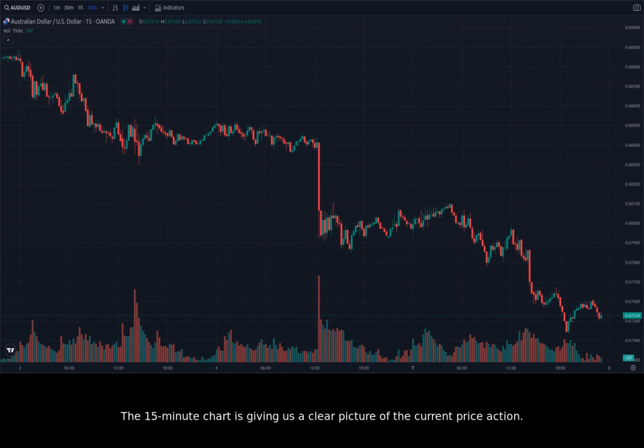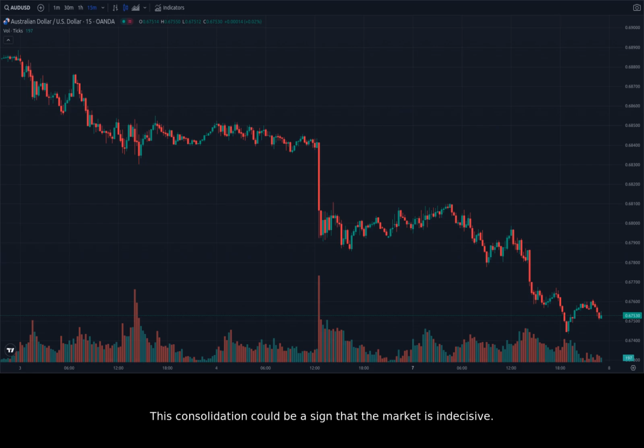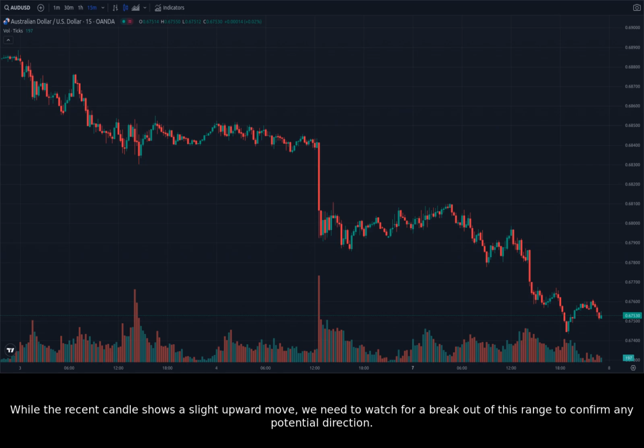The 15-minute chart is giving us a clear picture of the current price action. We see that the AUDUSD has been in a tight trading range for the last few hours, bouncing between 0.6750 and 0.6760. This consolidation could be a sign that the market is indecisive. While the recent candle shows a slight upward move, we need to watch for a breakout of this range to confirm any potential direction. A break above 0.6760 could indicate a short-term bullish trend, while a break below 0.6750 could signal further downside pressure.